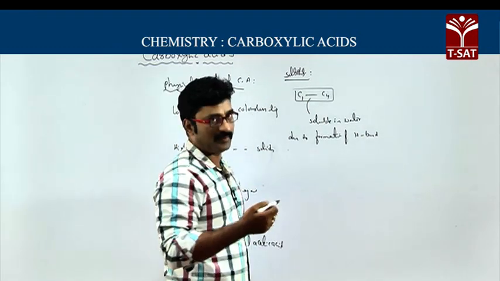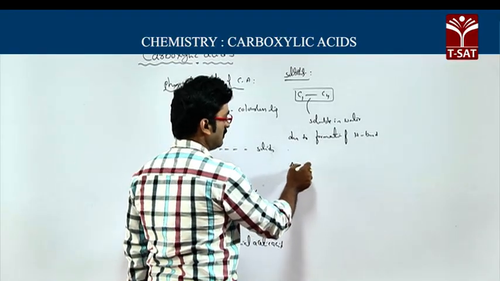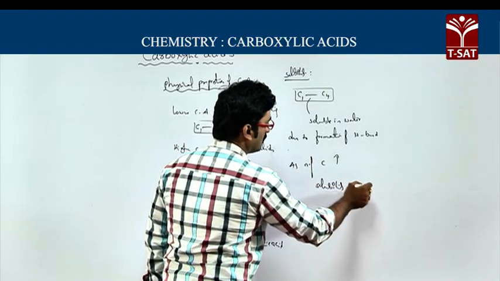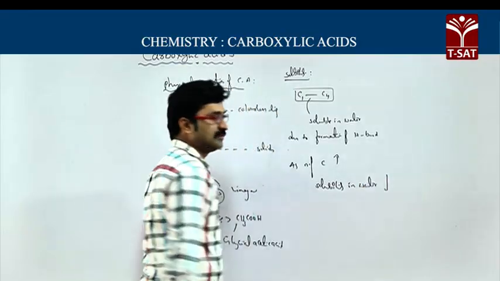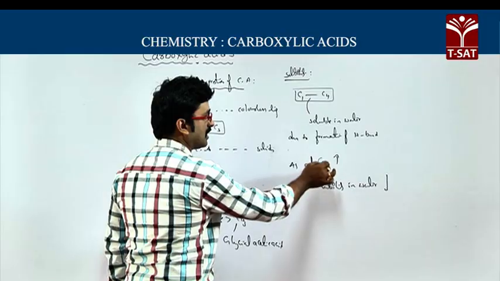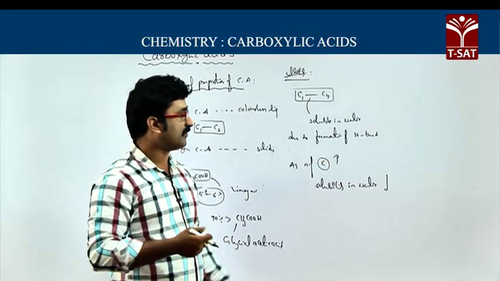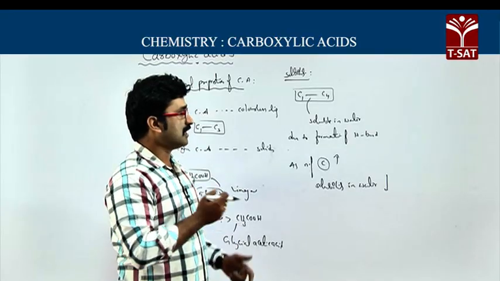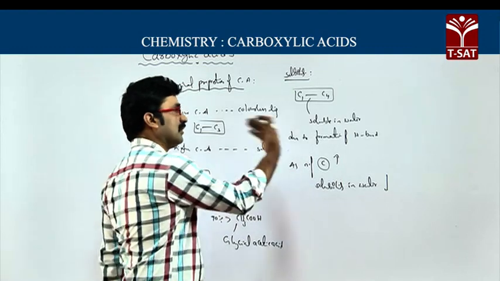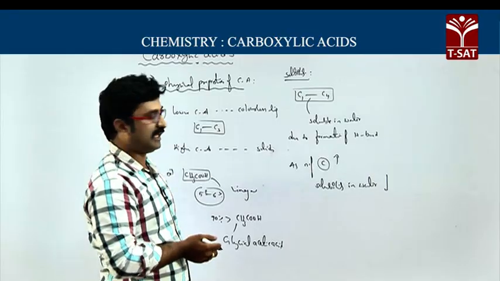But as the number of carbons in carboxylic acids increases, solubility in water decreases. Why? Because as the number of carbons in the carboxylic acid increases, the hydrophobic nature of the alkyl part increases. As the hydrophobic nature of the alkyl group increases, the solubility gradually decreases.